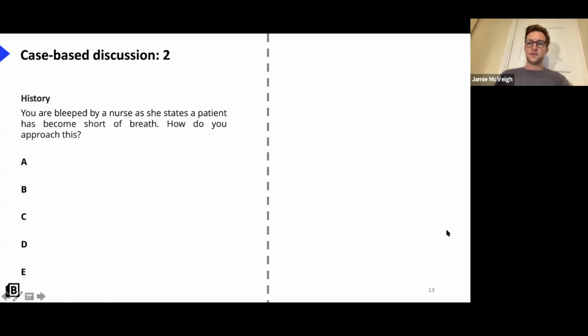Yeah, fantastic. Get their vital signs. Yeah, exactly. Ask for obs. Hopefully she'll have done them, particularly if they're short of breath, but often they haven't. Particularly if they're short of breath, you're worried about their respiratory rate and their sats, as well as their blood pressure and heart rate.